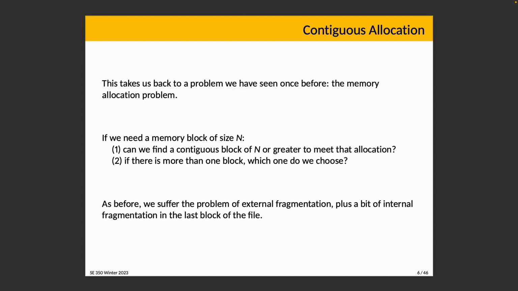And it takes us to a problem that we saw once before. This was what we said in memory, but the same applies to disk as well: if we need a memory of size n, it has to be in one chunk. Where? Can we find a contiguous block of at least the size we need to meet this request? If there's more than one block, which one do we choose? And there is a possibility of external fragmentation, in the sense that if there are two files allocated next to one another and there's one block in between them, maybe that block isn't enough to be useful.